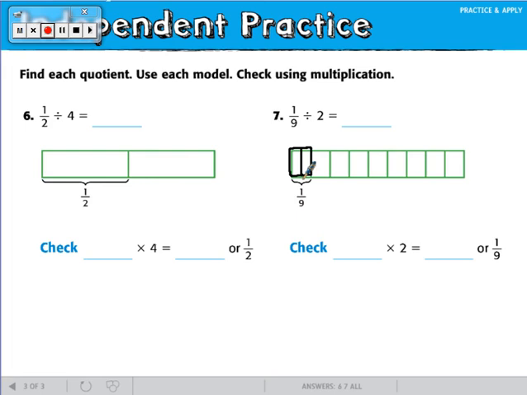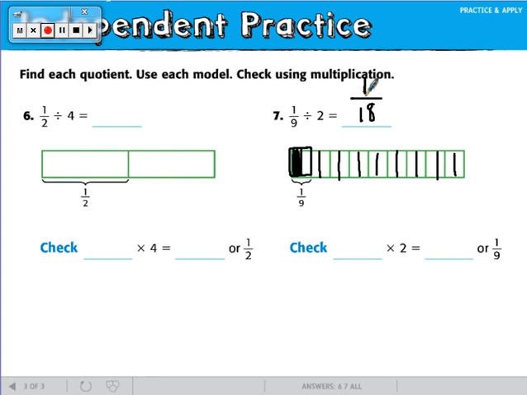All right. So each one of my 1/9 needs to be broken into 2 pieces. Okay? Now, how many pieces do I have? 18. I have 18 pieces. I only care about one of them, so it's 1/18.